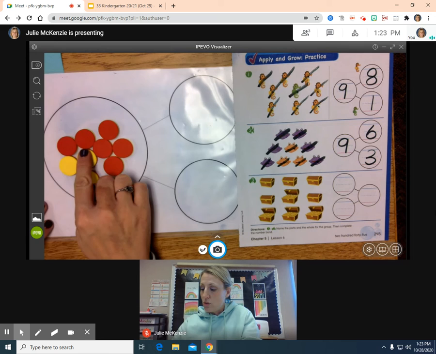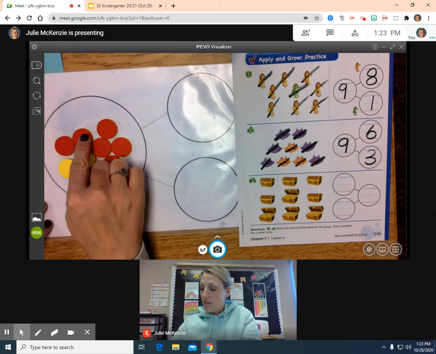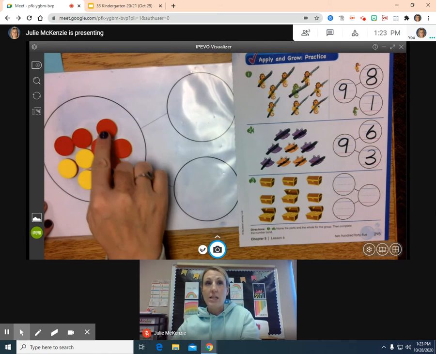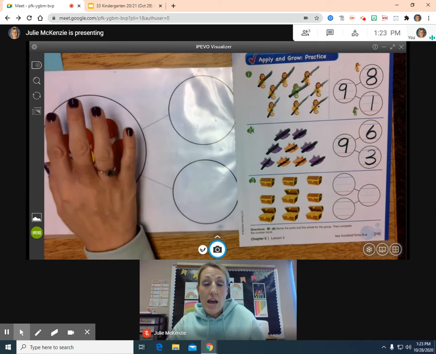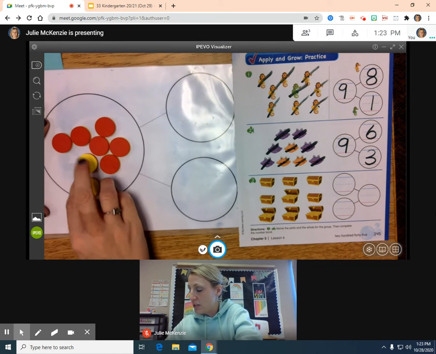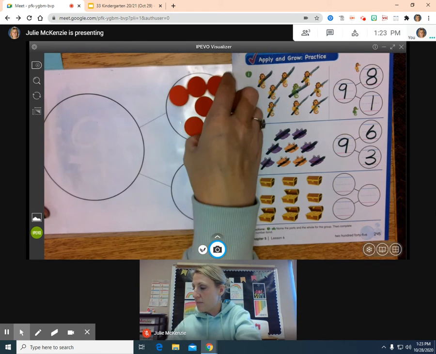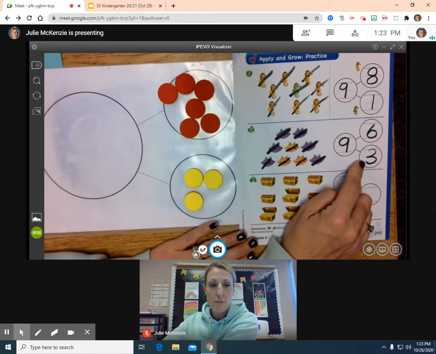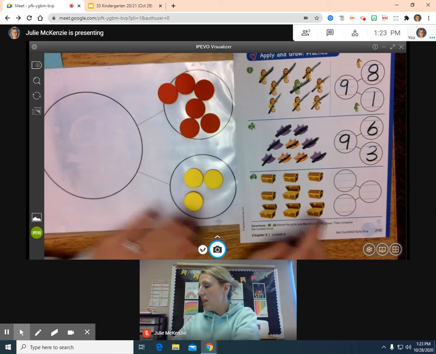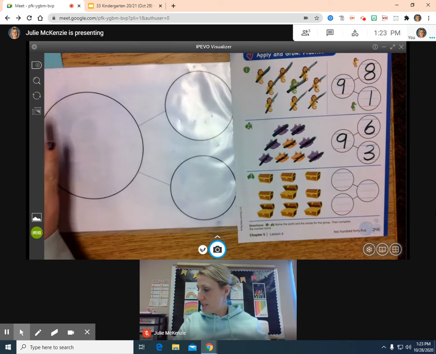1, 2, 3, 4, 5, 6, 7, 8, 9. So 9 can be broken apart to have one part with 3 and the other part with 6. 3 and 6 are the parts to make the whole, and 9 is the whole. Let's look at the treasure chests.